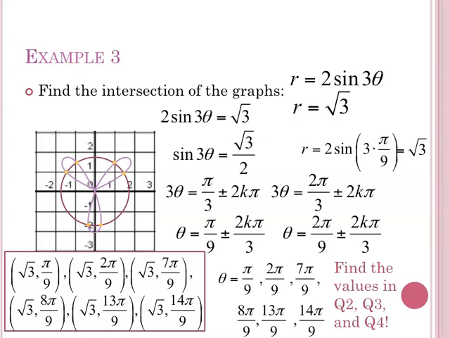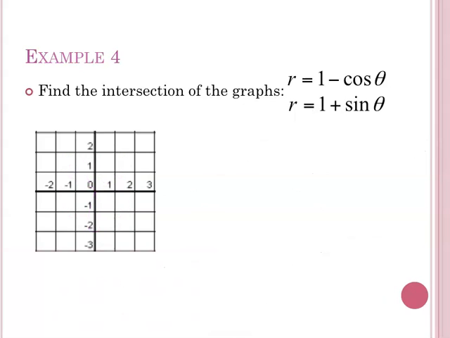All right, last example. Find the intersection of the graphs r equals 1 minus cosine theta and r equals 1 plus sine theta.